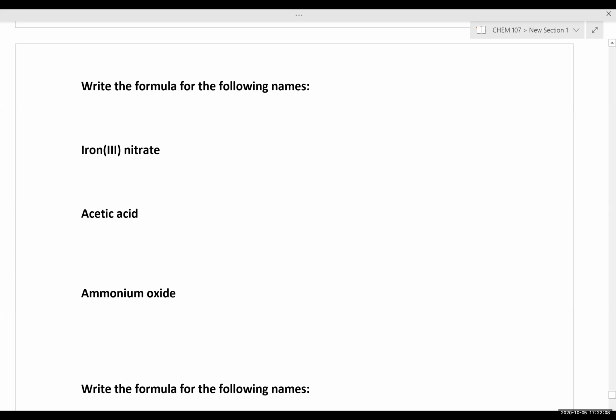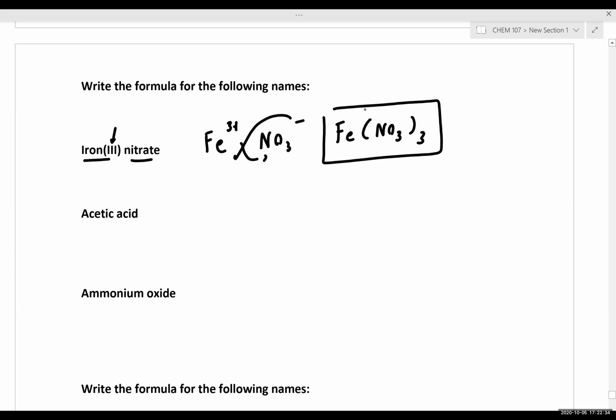So let's do a case where we have to write the formula from the names. So I'll do the first three, and then you'll do the next three. So we have iron(III) nitrate. So following my rules, I write out each of my ions. In this case, I know iron has a 3+ charge. Nitrate is NO3 minus. I cross my charges, and that gives us Fe(NO3)3. So this would be the formula for iron(III) nitrate.